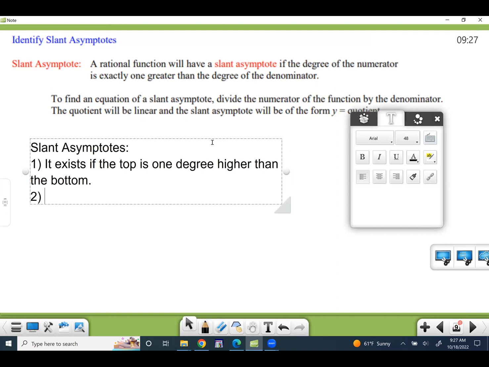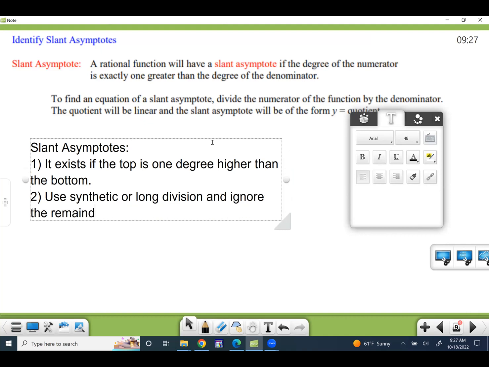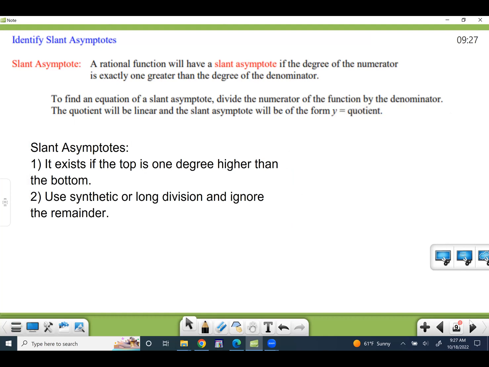How do we find it? You either use synthetic or long division, and ignore the remainder. So that is how you find it, okay? So let's go in and we'll take a look.